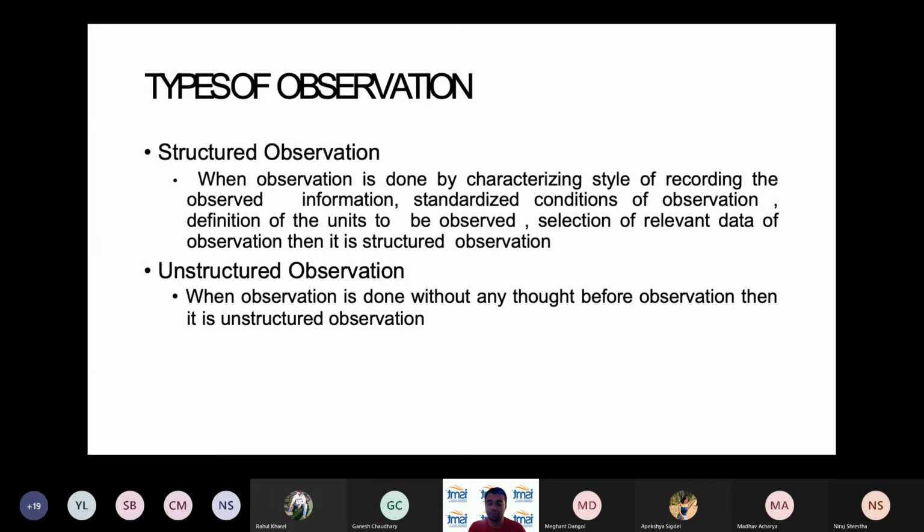You simply move on to the field, and based on the observation you record whatever comes to your mind. That is unstructured observation. You do not have any predefined standard for how to observe the phenomena. In structured observation, you have a predefined set of standards for how you look at that phenomenon or context.